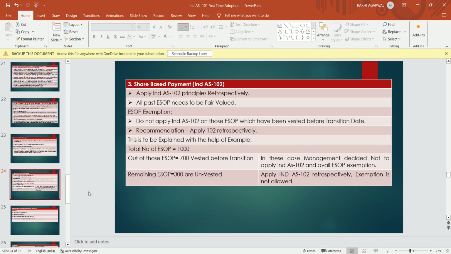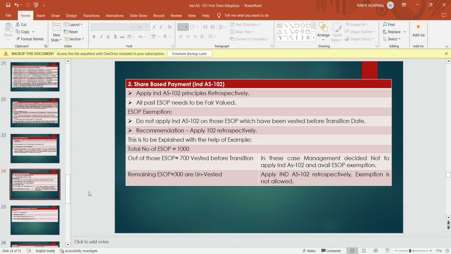Share-based payment, Ind AS 102. Apply Ind AS 102 principles retrospectively. All past ESOPs need to be fair valued. Now, what is the ESOP exemption? Do not apply Ind AS 102 principles to those ESOPs which have vested before the transition date. This means the exemption is available to those ESOPs which vested before the transition date. Otherwise, apply Ind AS 102 retrospectively.